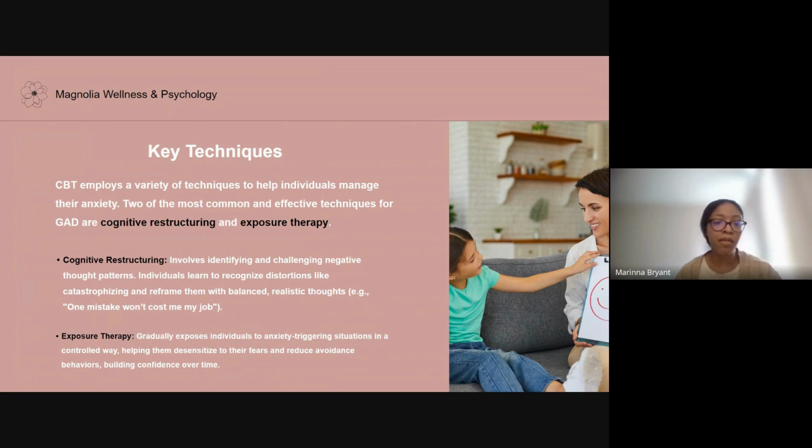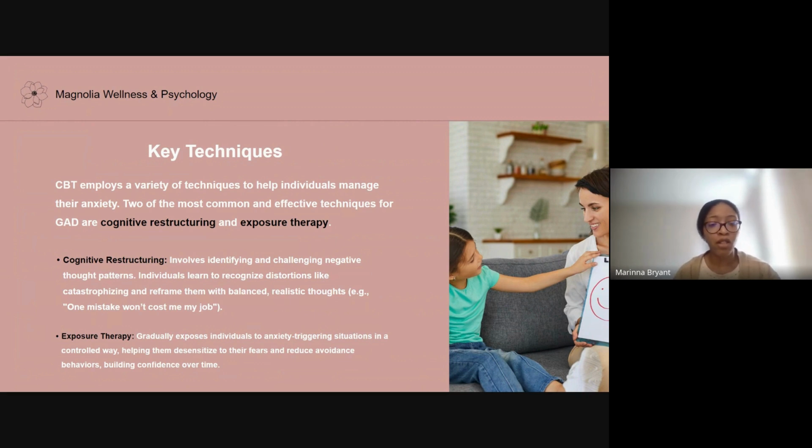For example, one mistake will cost me my job. Or, as I will like to say, and I didn't put it on this slide, but I help my clients address the shoulda, coulda, wouldas. I should have done this. I could have done that. I would have done this. Sometimes even that can be a cognitive distortion.